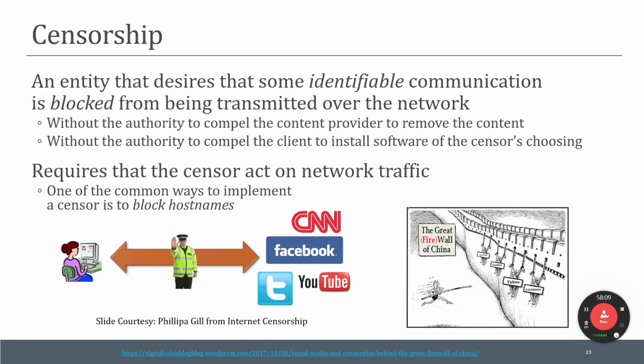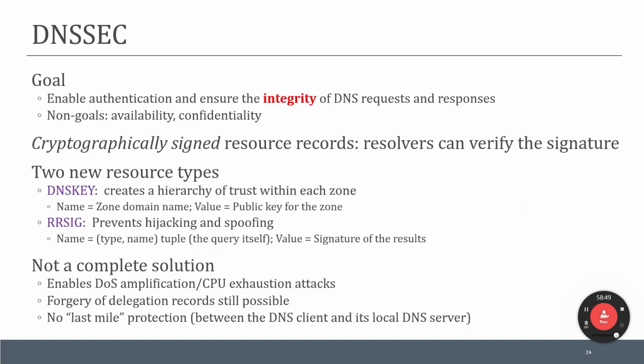Here, as I said, some countries have censorship at a country level to block CNN, Facebook, or YouTube. One of the good examples would be the Great Firewall of China. They block Twitter, YouTube, and Facebook for political reasons. So one of the common ways to implement censorship is to block host names. Okay, so censorship is another example of domain name based attacks.